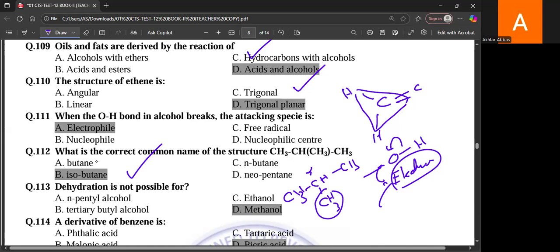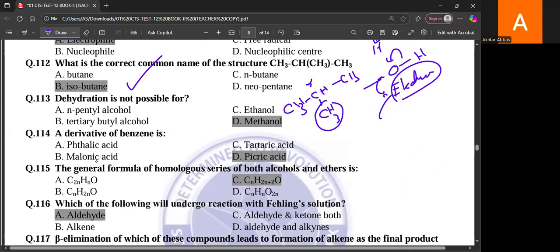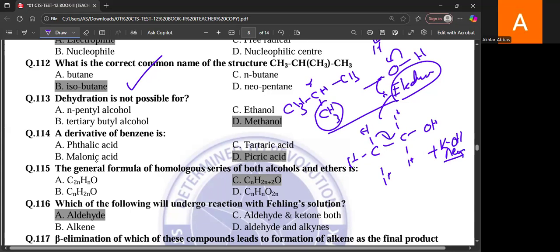Dehydration is not possible for methanol. You know that in alkenes the minimum number of carbon atoms is 2. For example, we have ethanol, CH3CH2OH. When it reacts with KOH in the presence of alcohol, this bond shifts to be between these two carbon atoms and this OH is removed. This OH reacts with hydrogen to form water, and the K reacts with the other part.